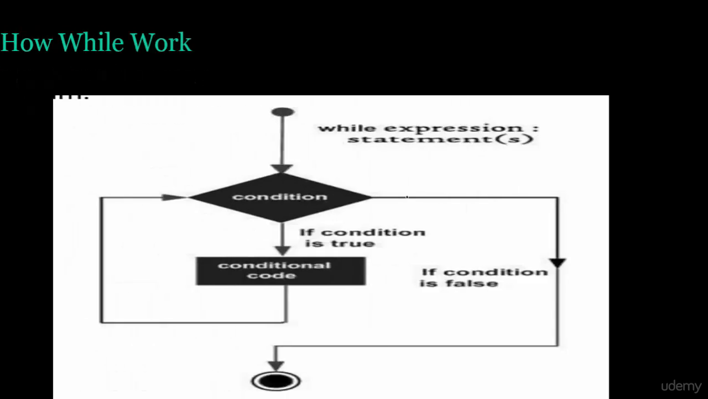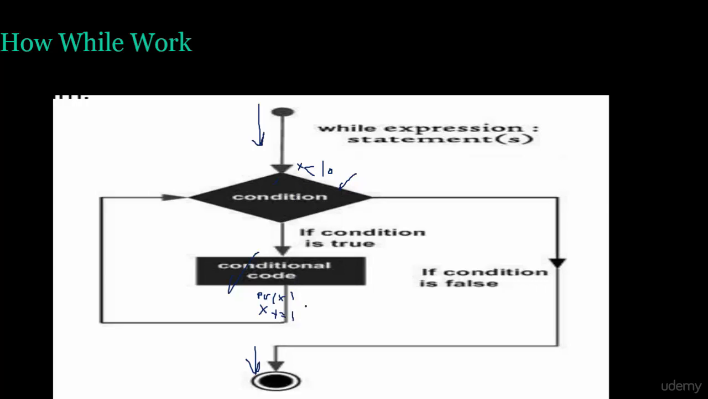How does while work? Let's see this flowchart. This is our condition here. The code will be executed from here to get here. This is our condition, x less than 10. While the expression is true, there is conditional code here which equals print x, then x plus equal 1.